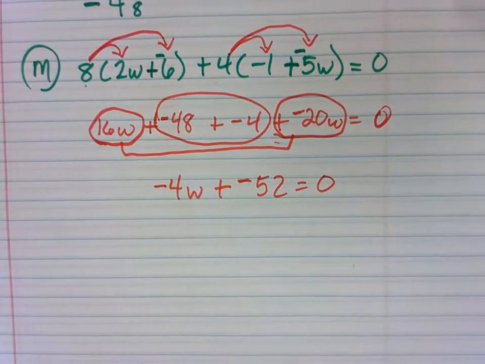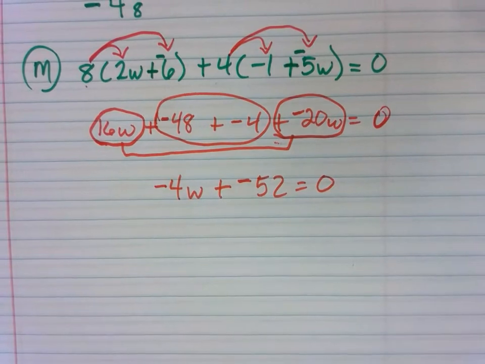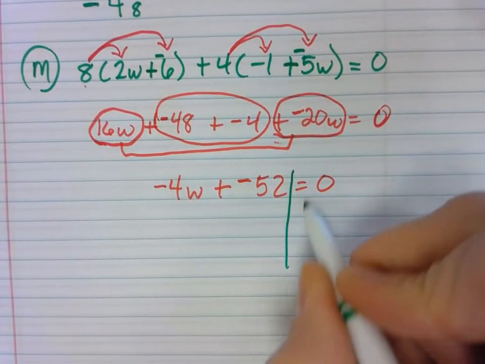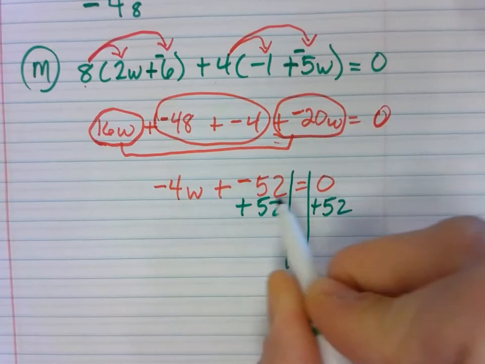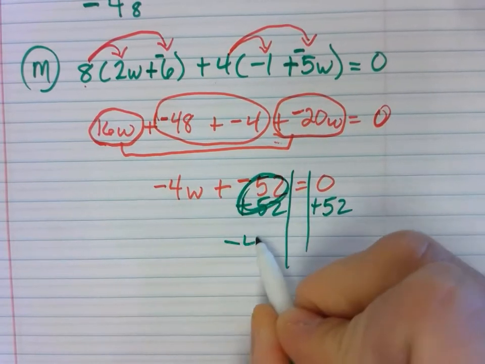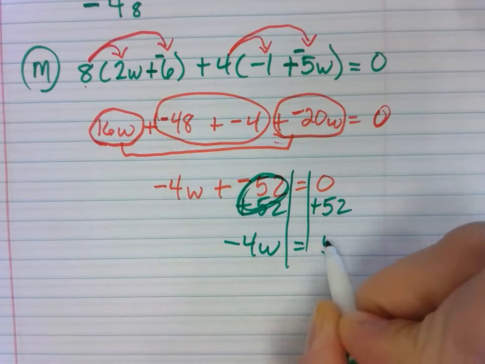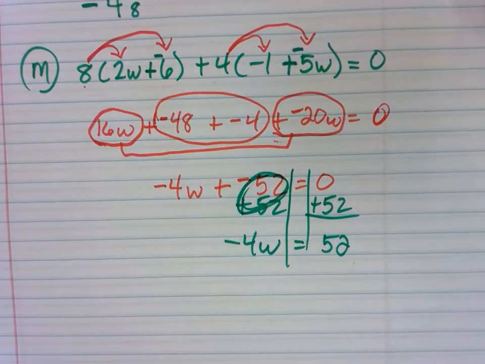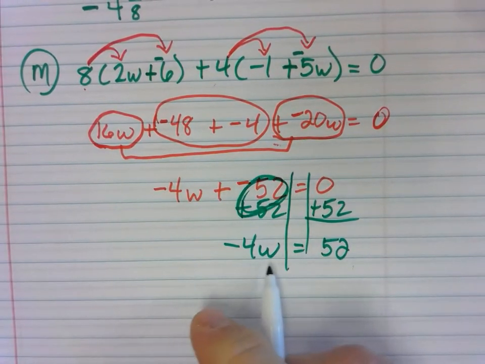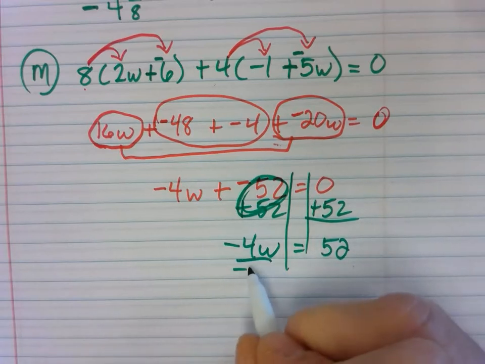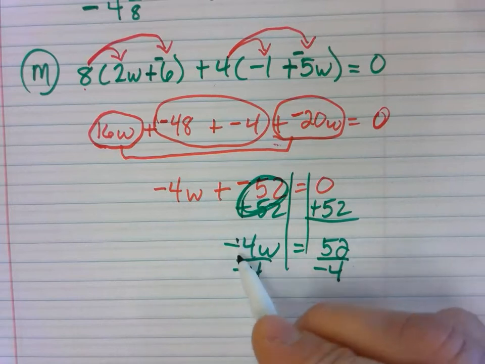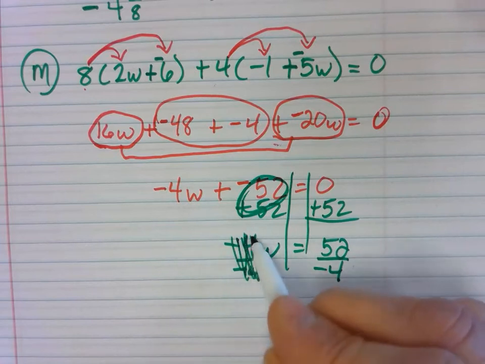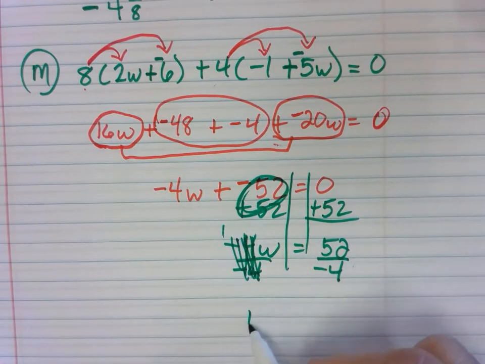Now, from here, you got to get rid of the constant. So you got to add 52 to both sides. That cancels them out. Then I got negative 4w equals 52, because 0 plus 52 is just 52. Then, of course, I got to divide, because that's multiply, so I divide by negative 4 on both sides. Negative 4 divided by negative 4, y'all know the drill, that cancels out and equals a 1.